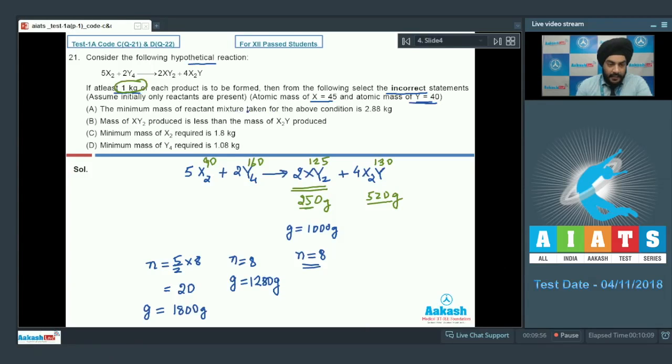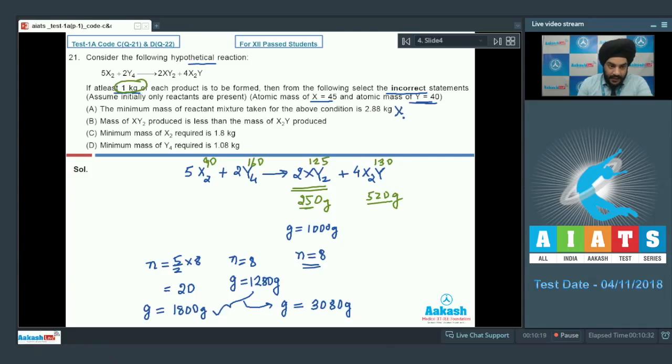Option A. The minimum mass of reactant mixture taken for the above condition is 2.88 kilograms. Students, this statement is incorrect, as the total mass of the reaction mixture will be the sum of these values and it will give us a total value of 3080 grams. So the first statement is incorrect.